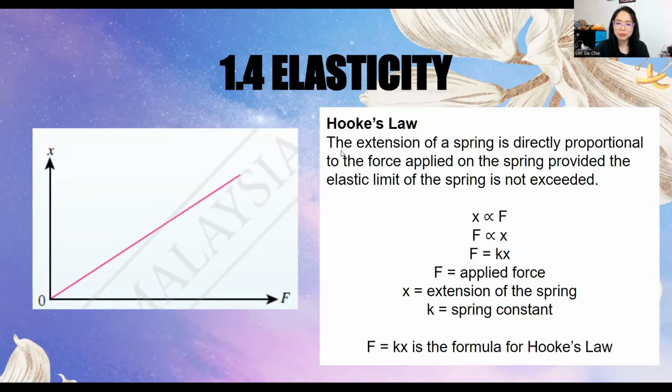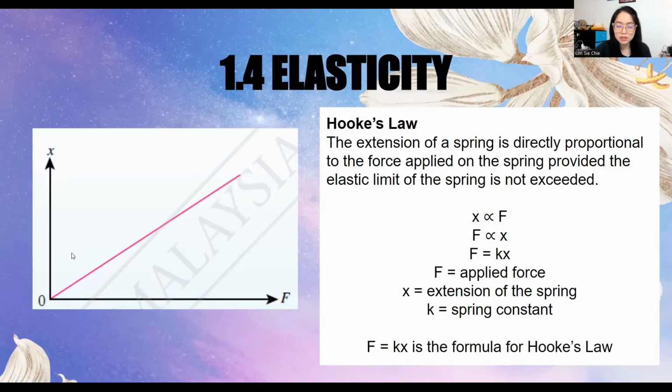Now, what is Hooke's law? Hooke's law says the extension of a spring is directly proportional to the force applied on the spring provided the elastic limit of the spring is not exceeded. Here are the keywords: extension of the spring, directly proportional, force applied on the spring, given that the elastic limit of the spring is not exceeded. You have to remember, like I said just now, everything with the elasticity property will have an elastic limit. That's the limit, meaning that initially until this point, they are still following Hooke's law.